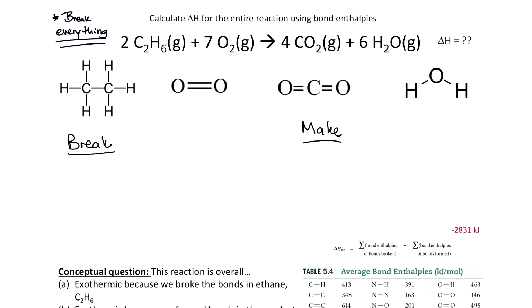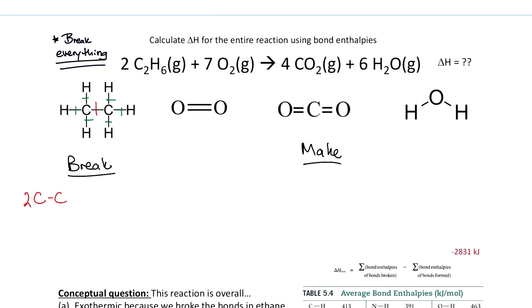But we have to be really careful, because what are we burning? We're burning 2 ethane molecules. So if there is 1 carbon-carbon bond present, how many total carbon-carbon bonds are present in 2 ethanes? 2 of them. So we have to break 2 carbon-carbon bonds. And how many carbon-hydrogen bonds are there? 1, 2, 3, 4, 5, 6. So how many total carbon-hydrogen bonds do we have to break? 12. Very good.